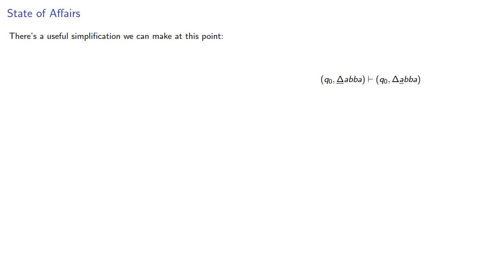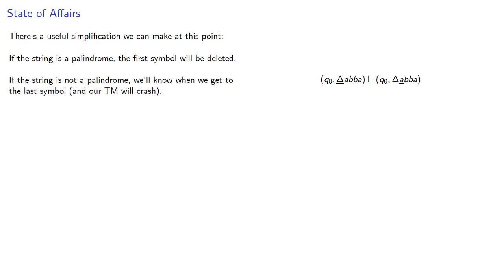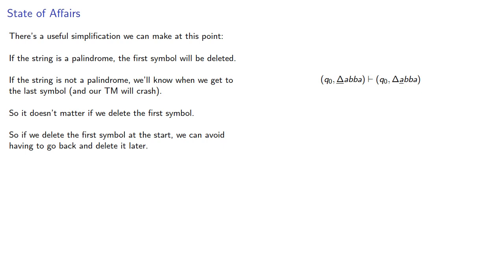There's a useful simplification we could make at this point. If the string is a palindrome, the first symbol will be deleted. If the string is not a palindrome, we'll know when we get to the last symbol, and our Turing machine will crash, so it doesn't actually make a difference if we delete the first symbol. So if we delete the first symbol at the start, we can avoid having to go back and delete it later.